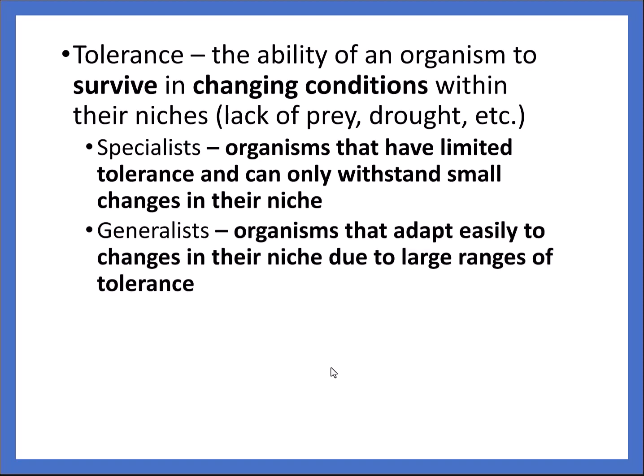And then there are also species generalists, which are organisms that adapt easily to changes in their niche due to large ranges of tolerance. So maybe they are able to survive in a large range of temperatures, and so they can migrate or move. Maybe they have a wide range of prey, and so if one species of prey dies out, they can switch to something else.